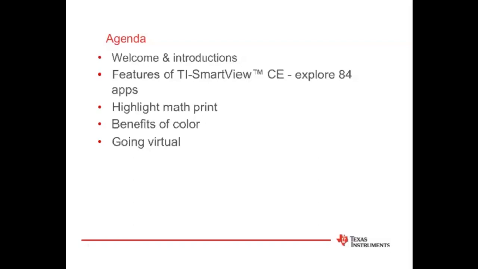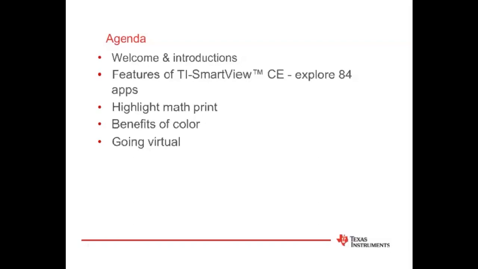We're going to explore some 84 apps. I believe all the ones we're doing come preloaded, but if they don't, I'm going to show you on the TI website where you can download them should you need them. We're going to highlight MathPrint and why that's beneficial to kids with special needs. Go over the benefits of color and why that could be helpful, and then compare that to what it's like in black and white. And since we're all in a new world now, we're going to highlight going virtual.